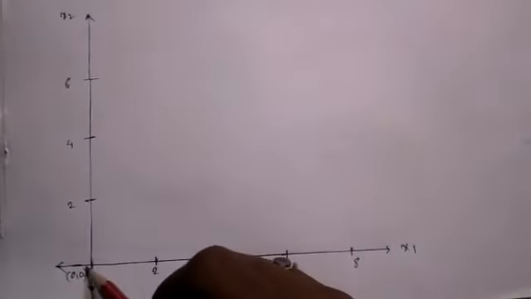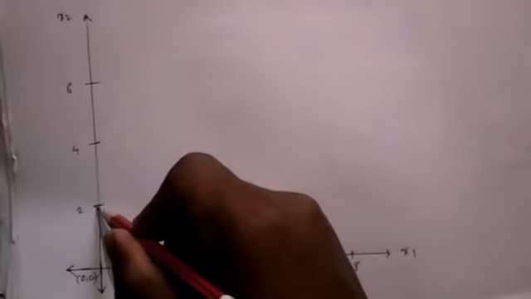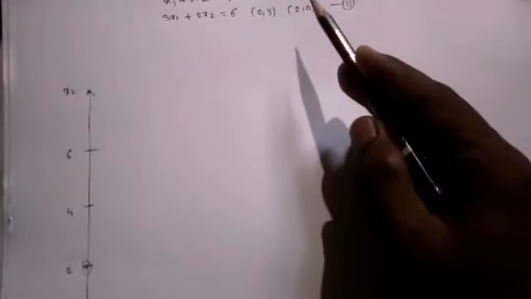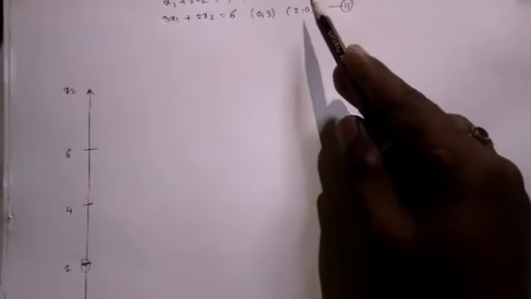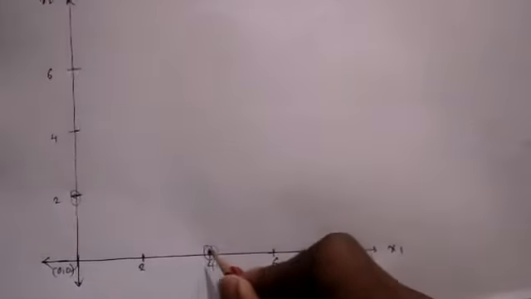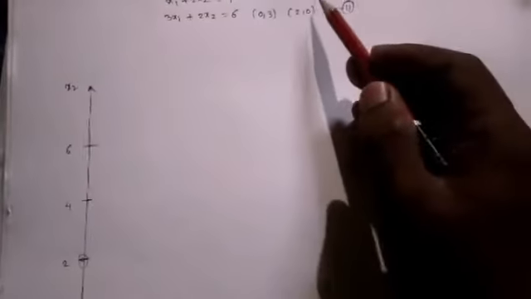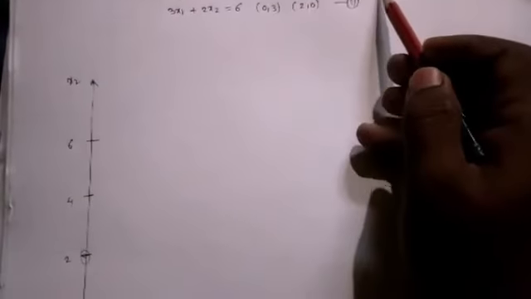Okay, so 0, 2 means x1 is equal to 0 and x2 is equal to 2. So here is the point. And the second coordinate is 4, 0. 4, 0 means x1 is equal to 4 and x2 is equal to 0. Just simply mark the coordinates of equation number 1.